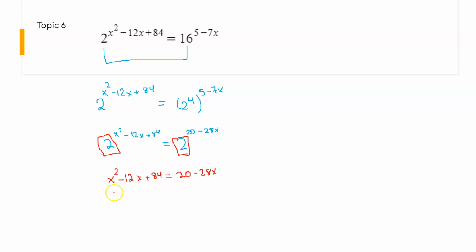And that is a quadratic equation that we have to solve by moving all the terms to one side of the equation. So I'm going to add 28x on this side, and here we have plus 84 and minus 20, equal to 0. By reducing the terms, 28 minus 12 will be 16x, and 84 minus 20 will be 64, equals 0.